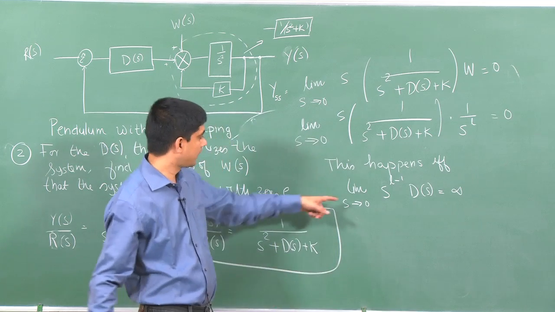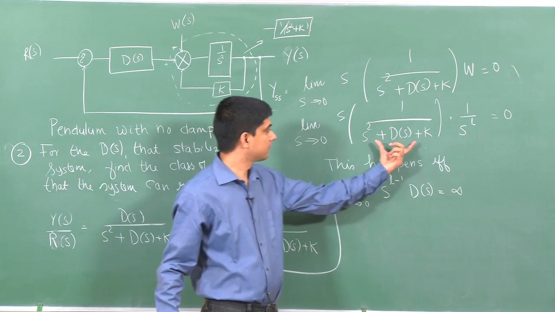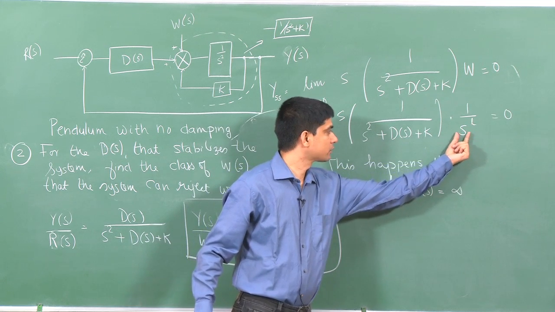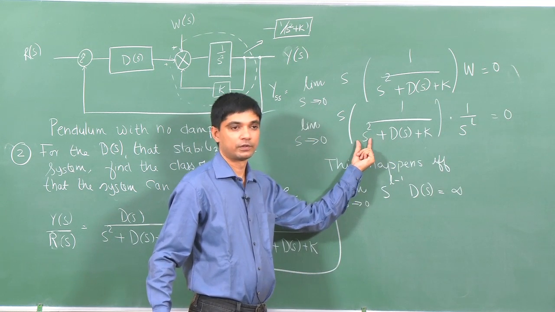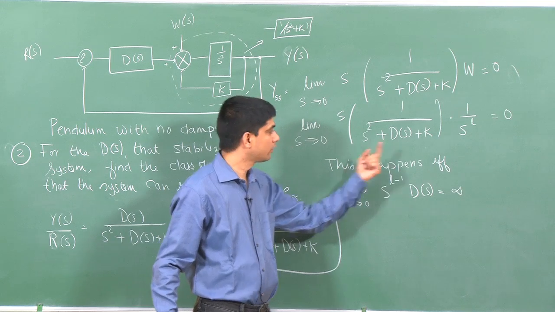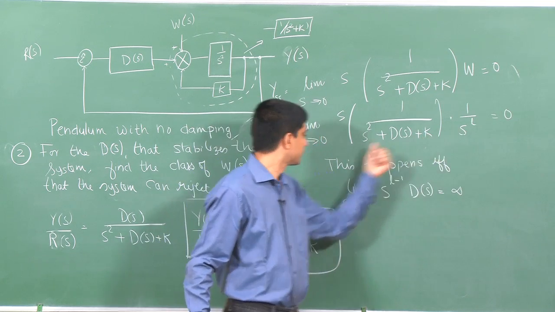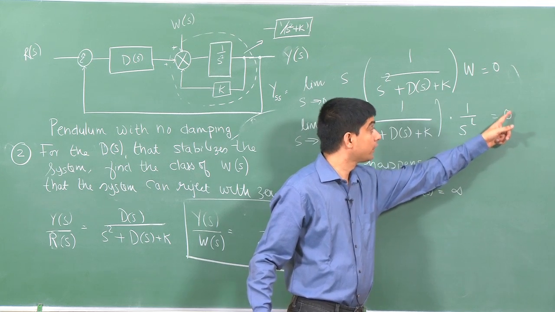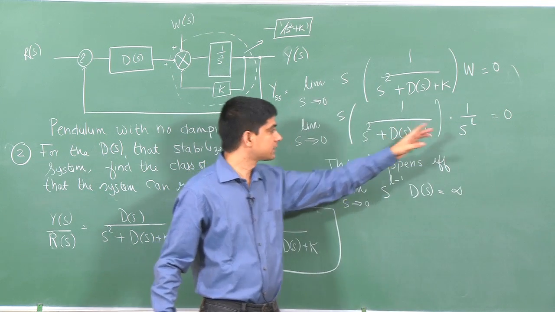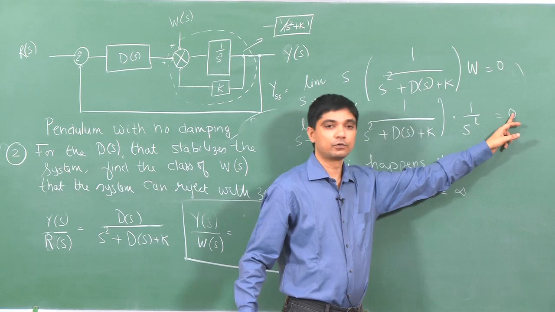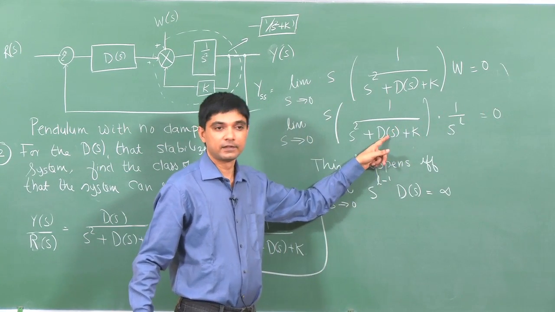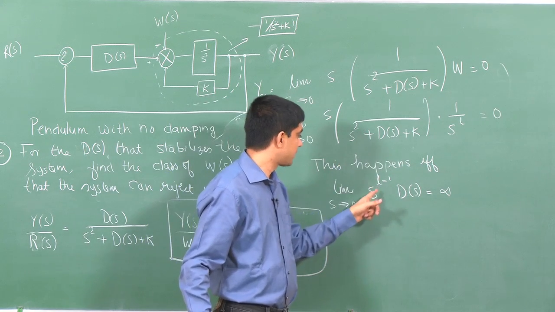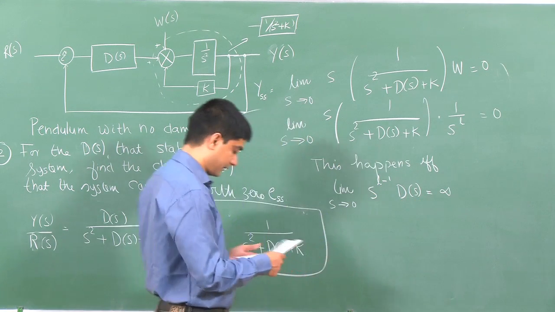Why do I say this? Well, look at the denominator here. This would cancel out. This would be s^(l-1), and that s^(l-1) would go here. That term would become 0. k times s^(l-1) would also become 0 when I substitute s to 0. So, for this effect to go to 0, there should be infinity in the denominator, and that is possible when the limit as s tends to 0 of s^(l-1) D(s) is infinity.